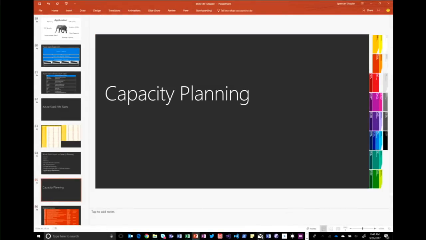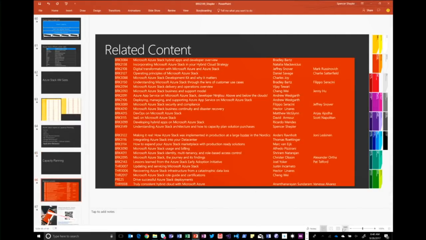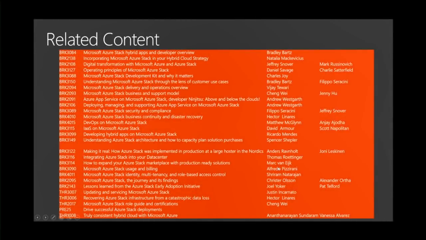So let me drive the spreadsheet a little bit. Let me do this real quick. So these are all the other sessions. I know it's Thursday, but it's a good reference for all the content that we've presented. We go through all the details of Azure Stack, so when the sessions or the slides get posted, you can use this as a reference to go find those quickly.